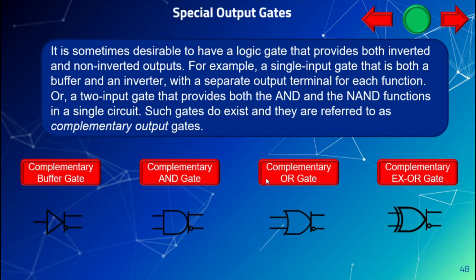It is sometimes desirable to have a logic gate that provides both inverted and non-inverted outputs. For example, a single input gate that is both a buffer and an inverter, with a separate output terminal for each function. Or, a two-input gate that provides both the AND and the NAND functions in a single circuit. Such gates do exist, and they are referred to as complementary output gates.